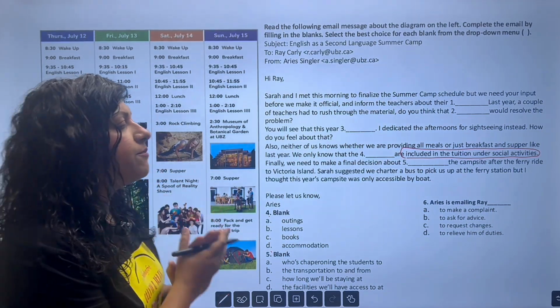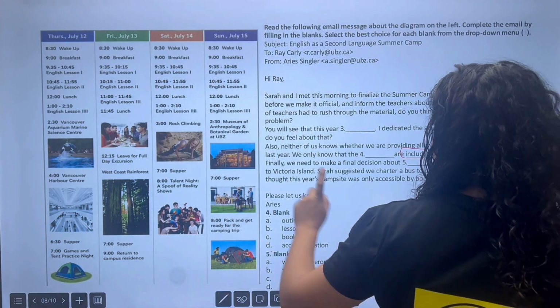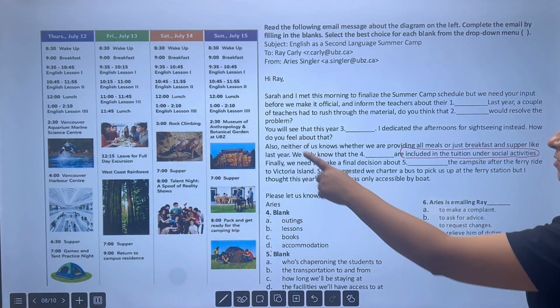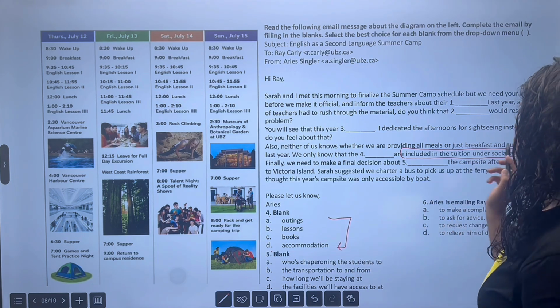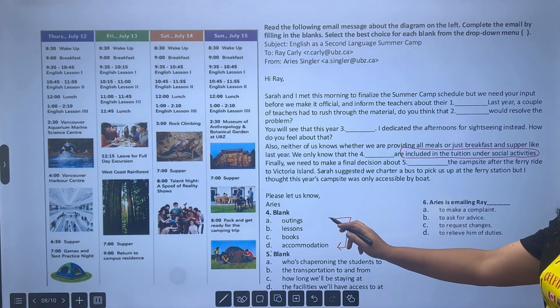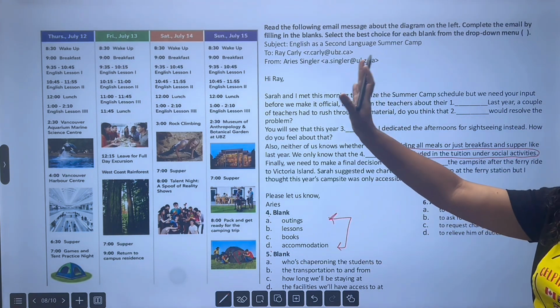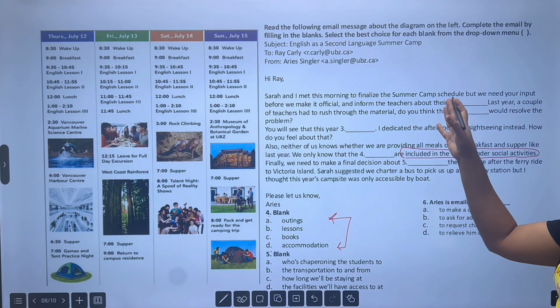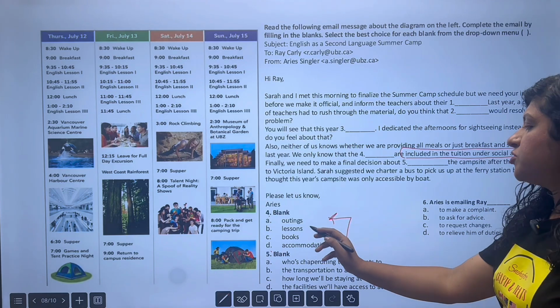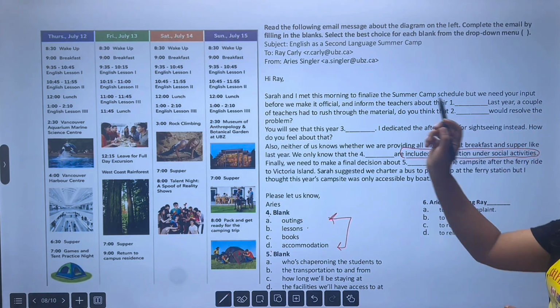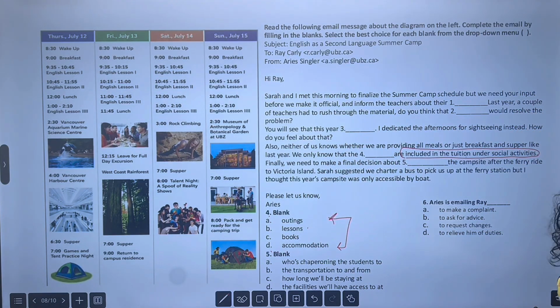Again, you have to refer back to the diagram. According to the diagram, what do you think out of these is included in the tuition? In the tuition means that's part of this camp schedule. What would that be? Is it outings or lessons or books or accommodation? Now, if you look at option B, lessons and tuition would mean the same, right?